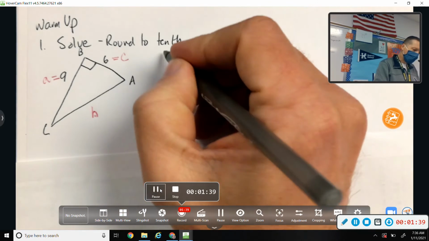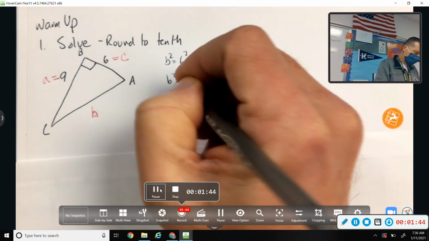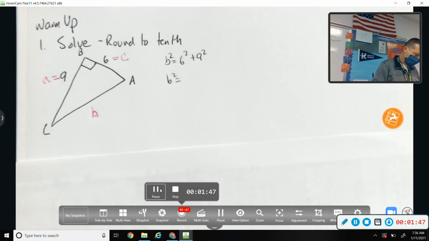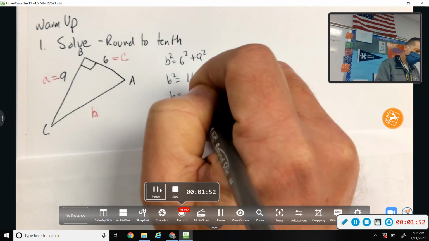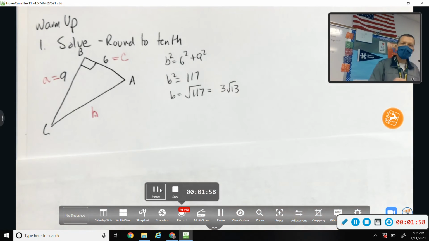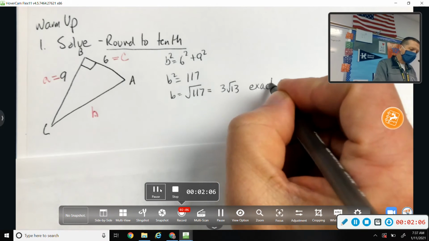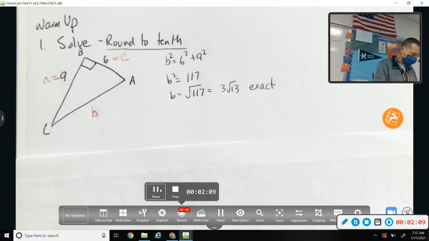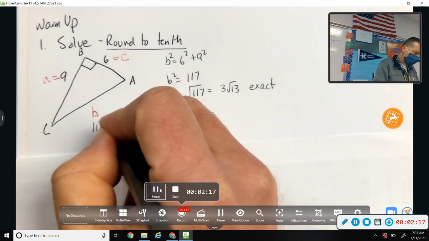Now, most of you found the hypotenuse first, which is perfectly reasonable. 6 squared plus 9 squared is 117. So B is the square root of 117. Some of you figured out that that was 3 square root of 13, which is fine, except that it says round to the 10th. So 3 square root of 13 would be an exact answer. And then if we actually multiply that out, the estimate answer is 10.8.